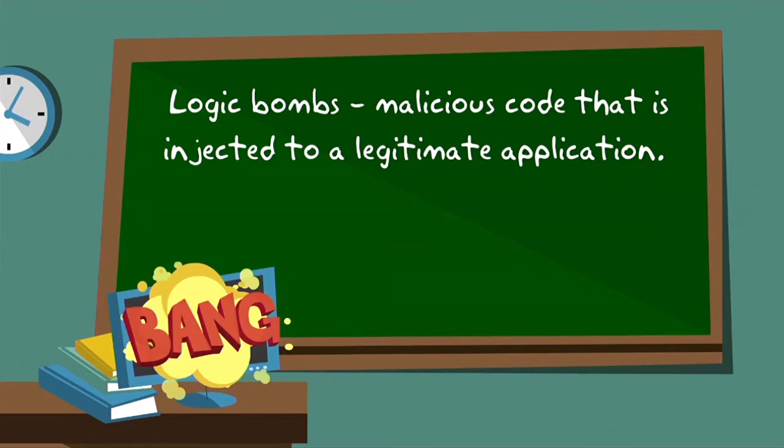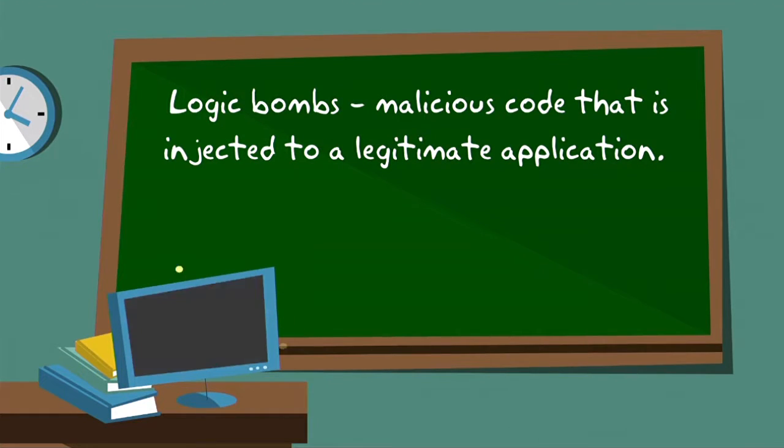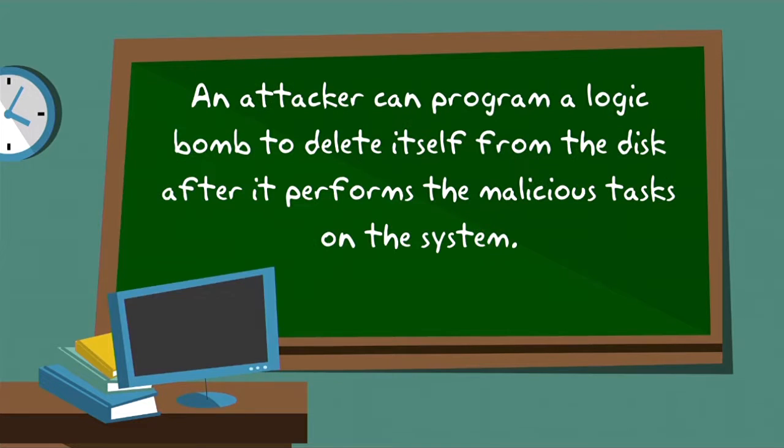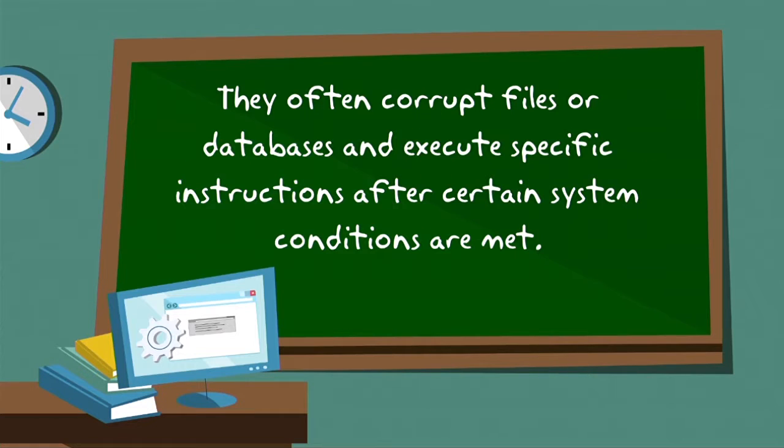Logic bombs are malicious code that is injected into a legitimate application. An attacker can program a logic bomb to delete itself from the disk after it's performing the malicious task on the system that it was programmed for. So in other words, it's a good way of erasing their tracks on a system after it performs a malicious task. They often corrupt files or databases and execute specific instructions after certain system conditions are met.